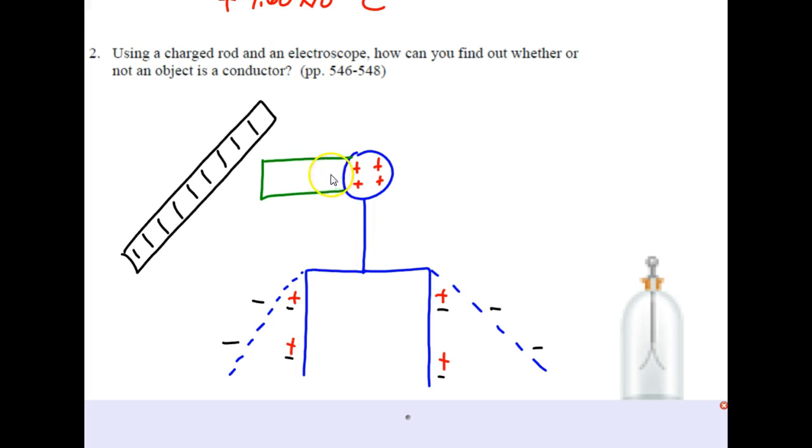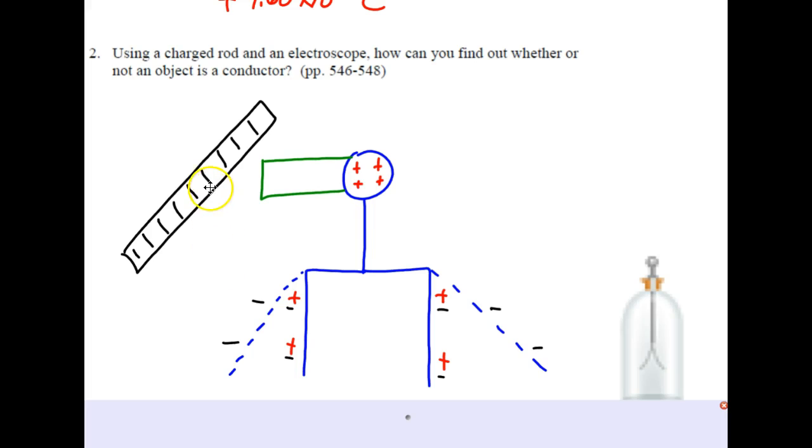Here's your unknown object that you're trying to figure out whether or not it's a conductor. You would attach this to the side of the knob of your electroscope, like over here. Then you would bring a charged rod near it. We'll let this one, just for example's sake, be negative. And you know that this object right here is a conductor if the leaves diverge.